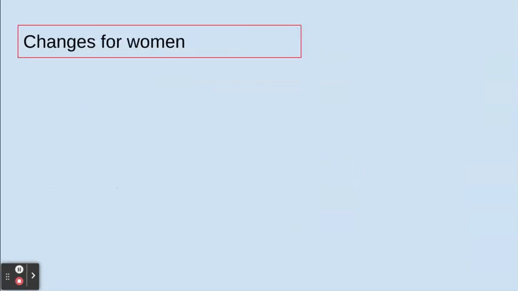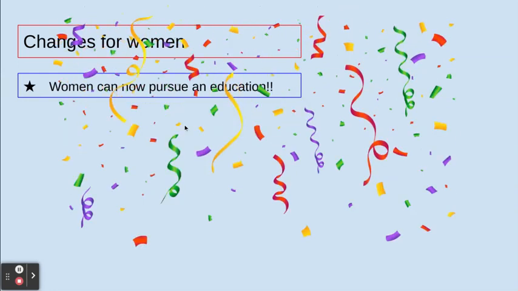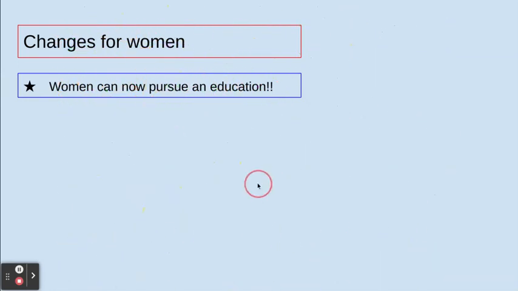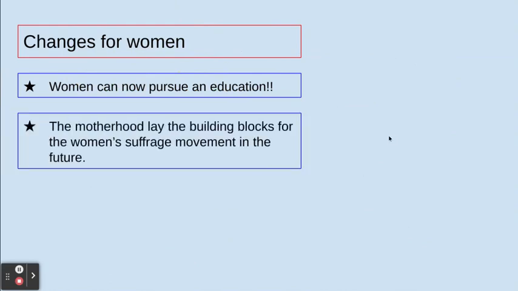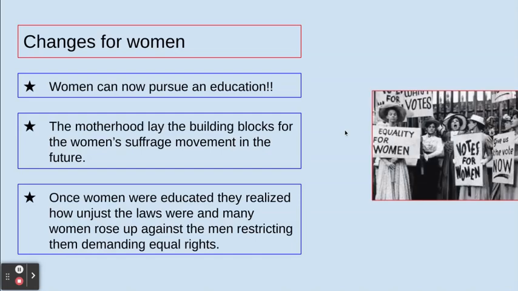Changes for women. There are many important changes for women during this time period, such as women can now pursue an education. Super exciting. And the motherhood laid the building blocks for the women's suffrage movement in the future. And also, once women were educated, they realized how unjust the laws were, and many women rose up against the men restricting them and demanded equal rights.